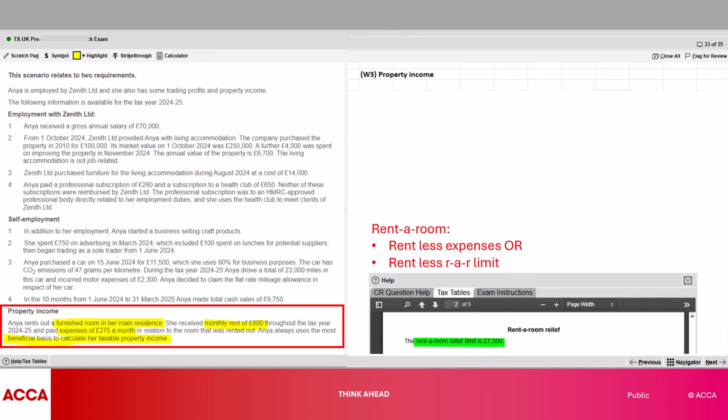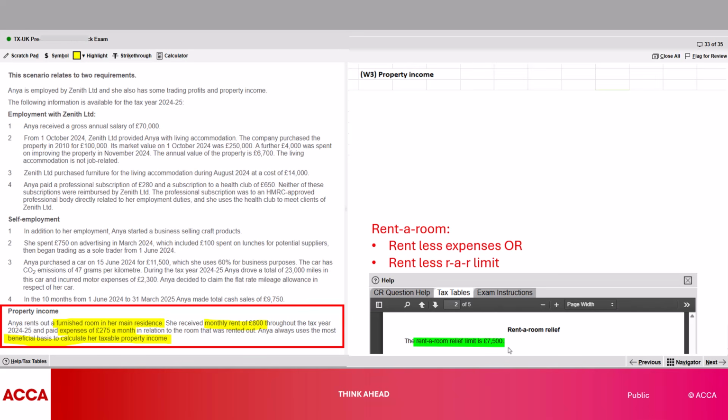And in the tax tables, you have got a reminder of rent-a-room relief. If you're renting out a room in the house that you live in, then you can either be taxed on the rent less the expenses, so that would be the rental less the 275 a month, or rent less the limit, which is in the tables as 7,500. If you're going to use the most beneficial basis, you just need to compare the expenses and see whether or not those are more or less than 7,500, because you can't deduct both.